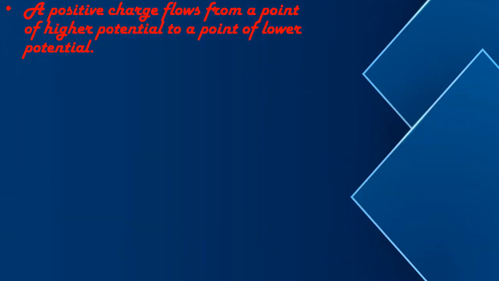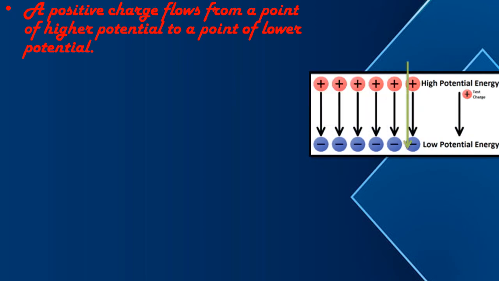Now next is positive charge. Positive charge flows from a point of higher potential to a point of lower potential. Lower potential is a point having a lesser concentration of charges, and higher potential is a point where a high amount of charges is present. Like water, the charges will flow from higher potential or higher level to lower level, where the amount of charges is low. So it will always move from higher to lower concentration.